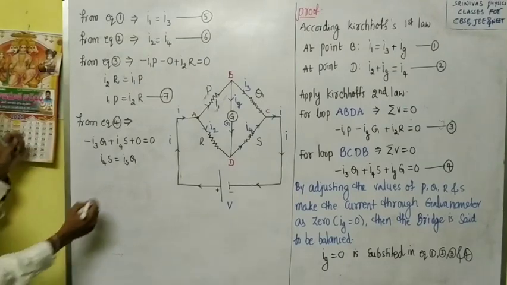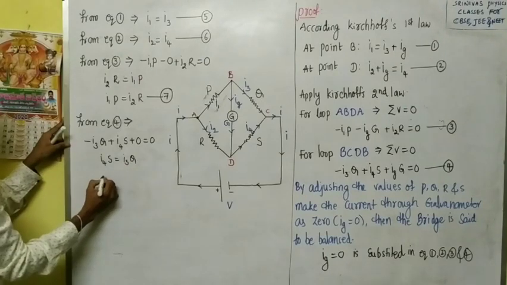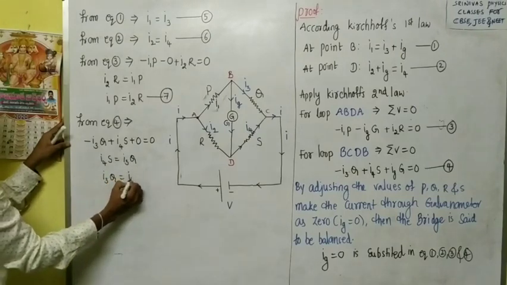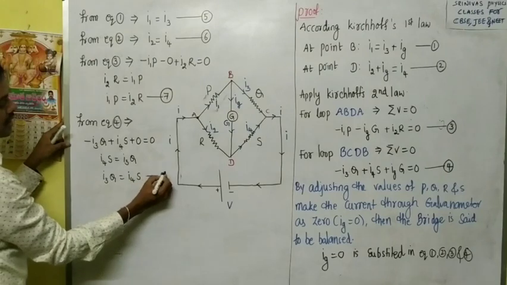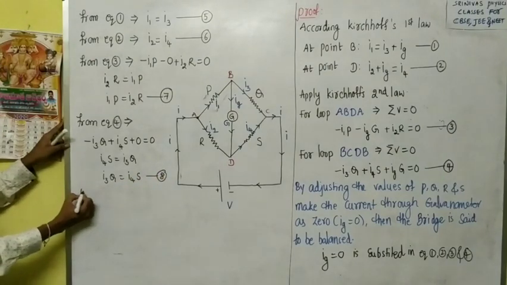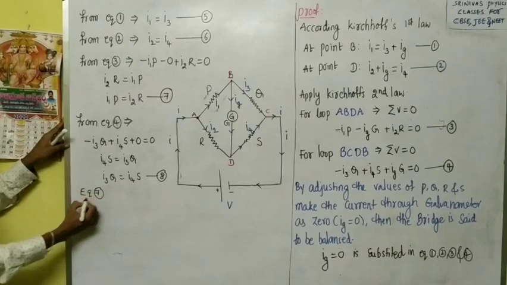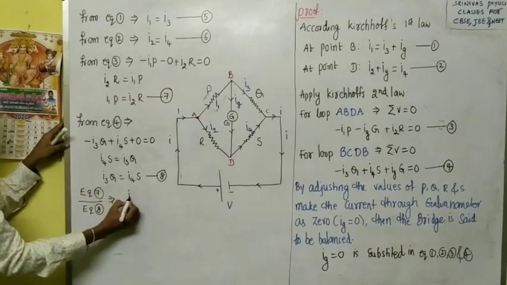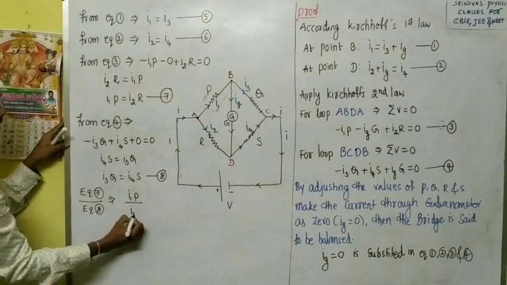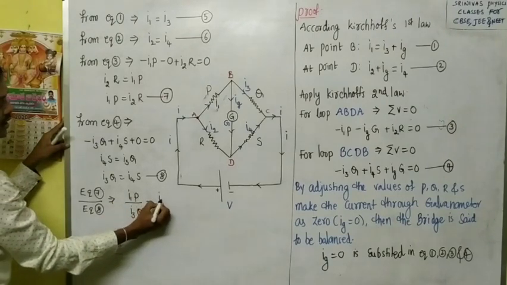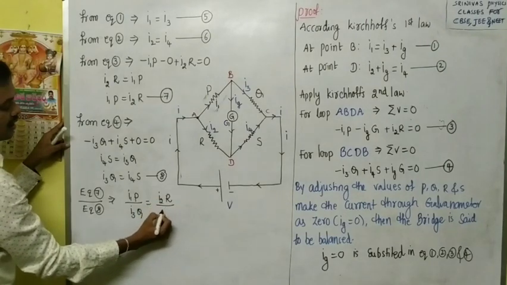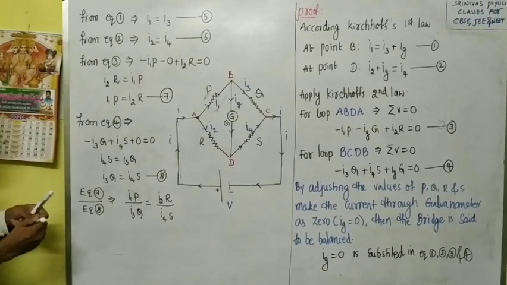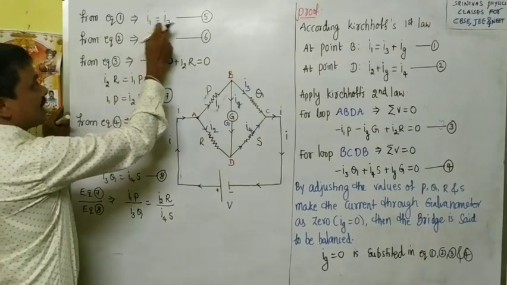Now this I3q we write this side and I4s we write that side. This is equation 8. Now equation 7 by 8, we divide equation 7 with 8. Then what will you get? I1p by I3q is equal to I2R by I4s. Right? But from equation 5 and 6, I1 and I3 are equal.